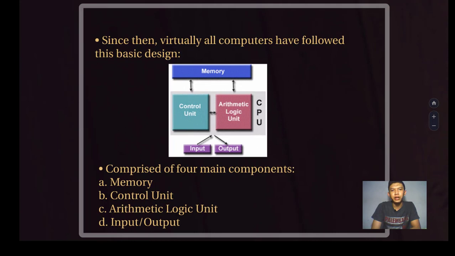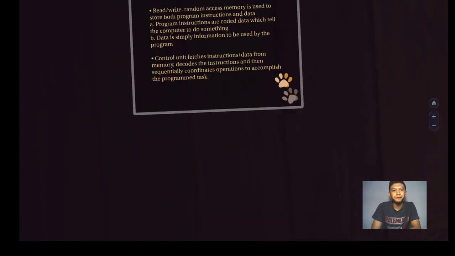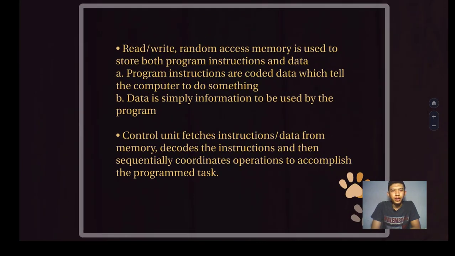Since then, virtually all computers have followed this basic design, comprised of four main components: A, memory; B, control unit; C, arithmetic logic unit; and D, input or output. Memory is read/write random access memory, used to store both program instructions and data. Program instructions are coded data which tell the computer to do something. Data is simply information to be used by the program.